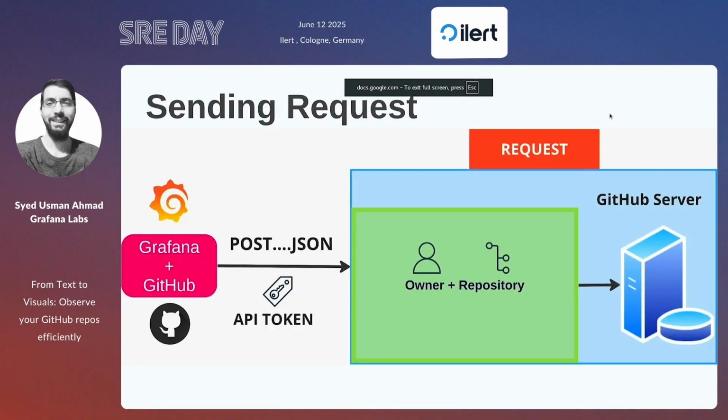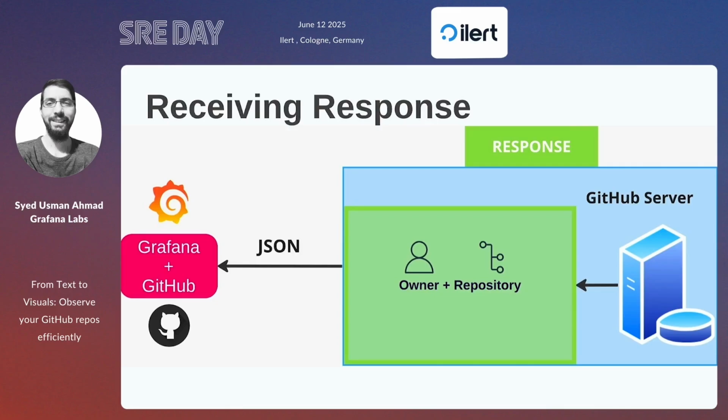So you set up the API token, and what it requires, the other information is the owner, who is the owner, and which repository you would like to visualize or get the data. Once you have set up all this correctly, you send the request to the GitHub server. And if it is all valid, the response will come in a JSON format, which is then visible in a Grafana dashboard or in a panel.